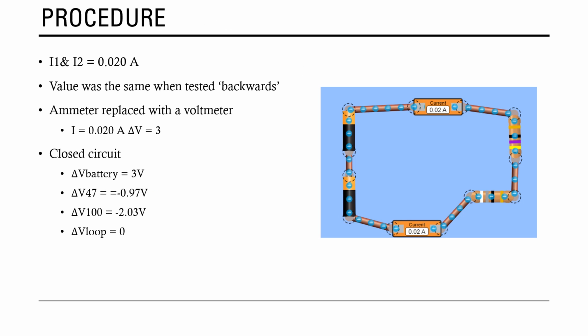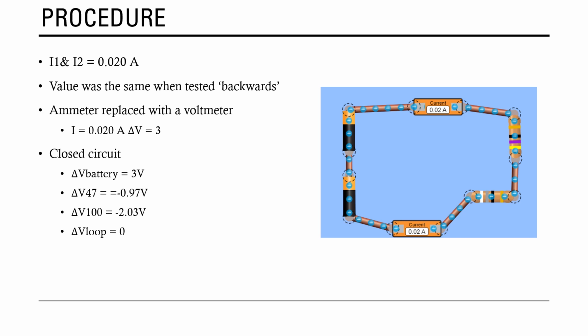For the first part of the experiment, we had to take the simple circuit that we were given and use the simulation CCK to run it. In this case, we had to calculate the current going through the circuit, which was 0.020 amperes, and this was the same for both ammeters. We also had to calculate the current when the ammeters were connected in opposite ends, and the value for the current was exactly the same.